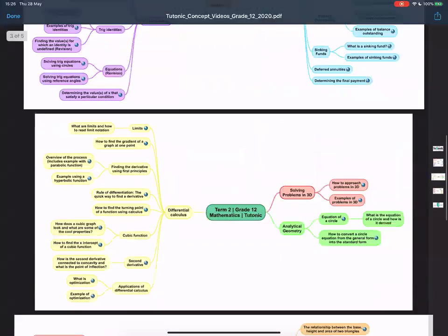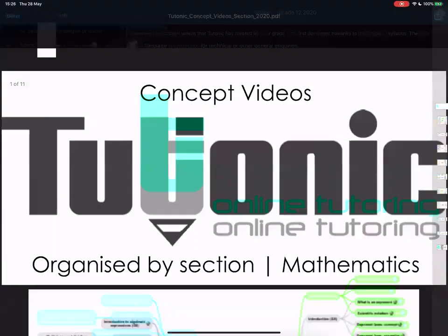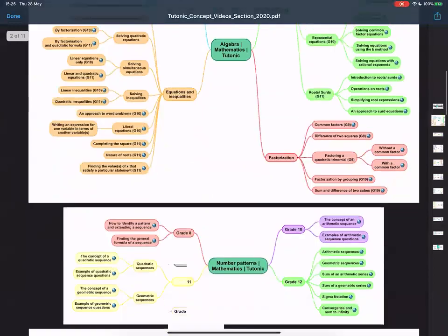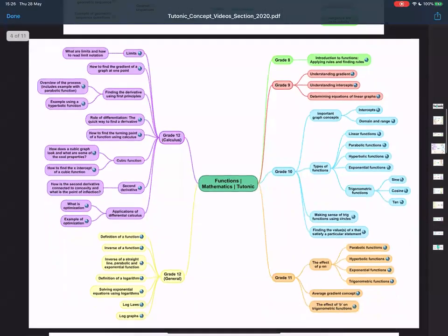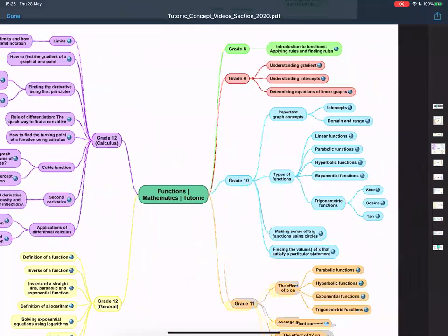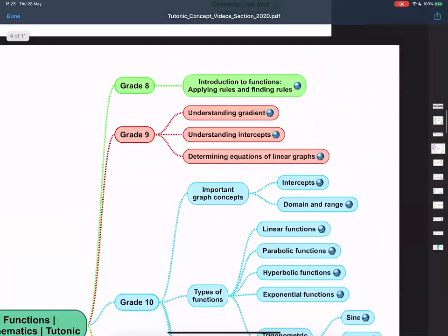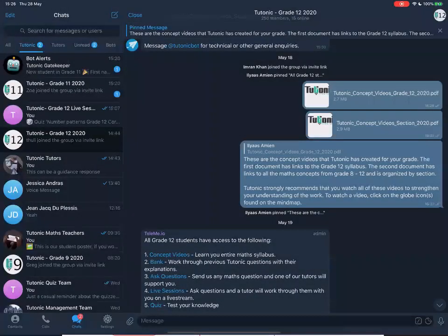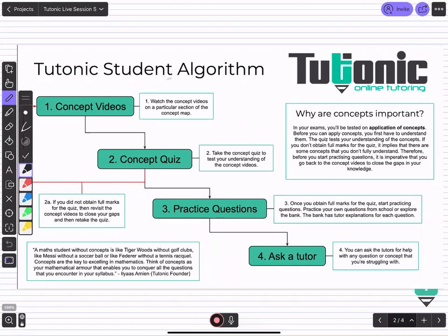And this is the section mind map, so you could even go back. So this is functions. If you wanted to go back to grade 10 functions, you can, or grade 9 functions. And for the simple reason that maths is a spiral curriculum. And what does that mean? It means that what you learn in grade 9 is built upon in grade 10, 11 and 12.